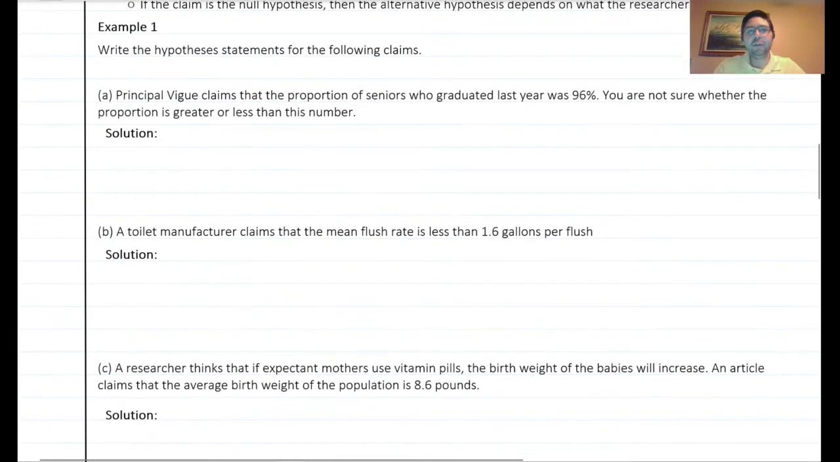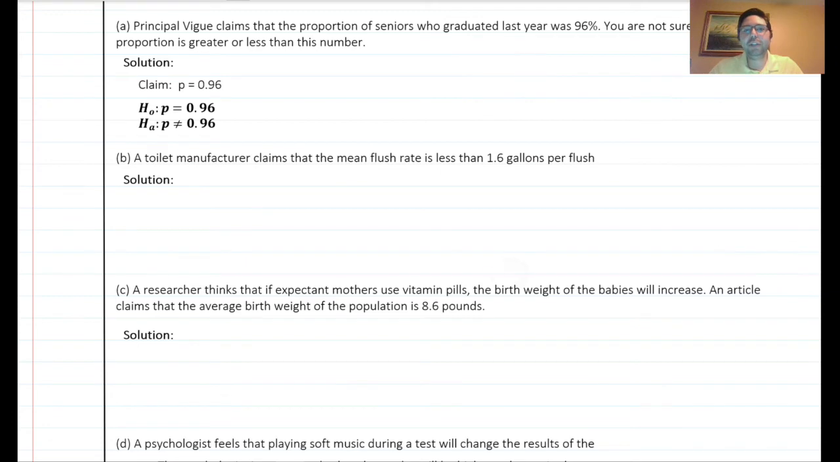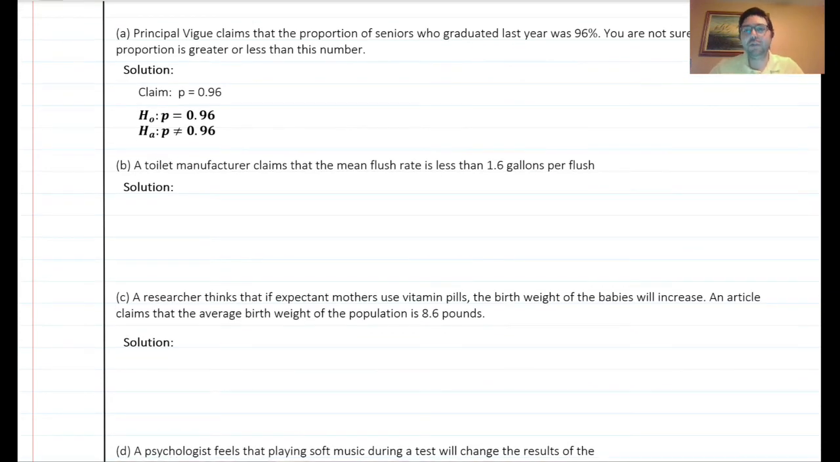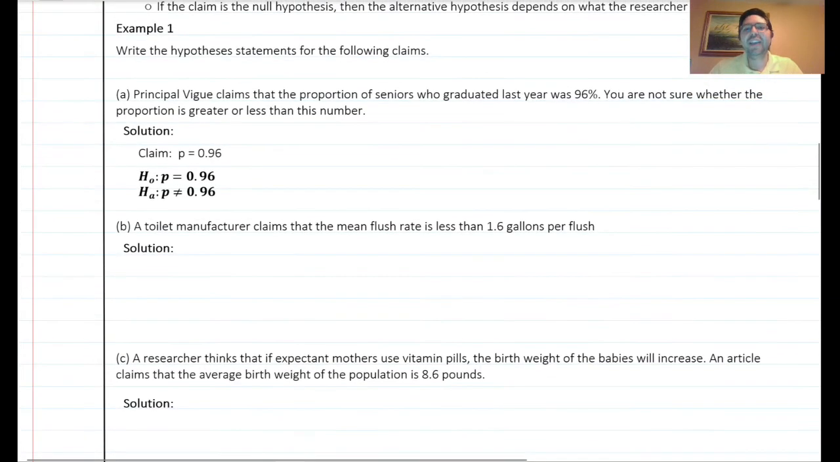A few examples. So let's say first example, Principal Vigu claims that the proportion of seniors who graduated last year was 96%. You're not sure whether the proportion is greater than or less than this number. All right, so first off, let's do the solution for this one. The claim, which is what Mr. Vigu is saying, is that the proportion of seniors was 96%. So this as a decimal is 0.96, okay? So that's my claim, first off, that it's equal to.